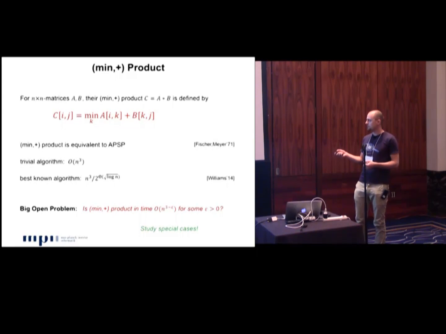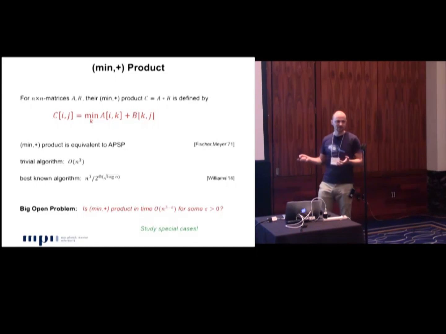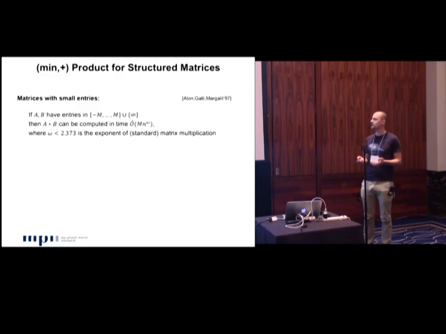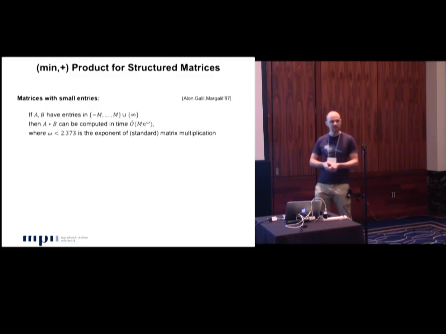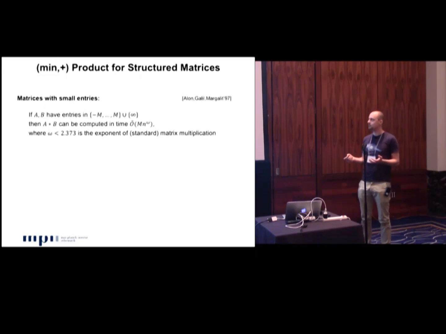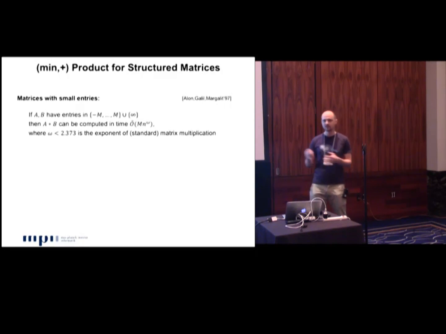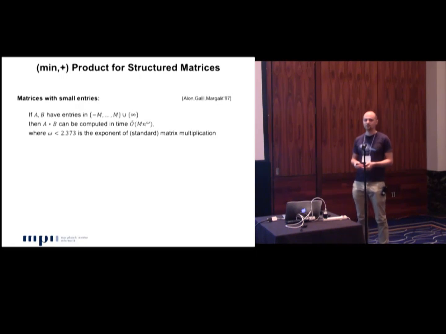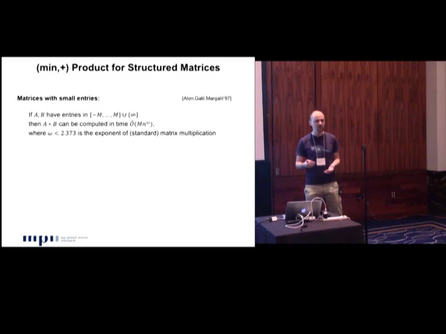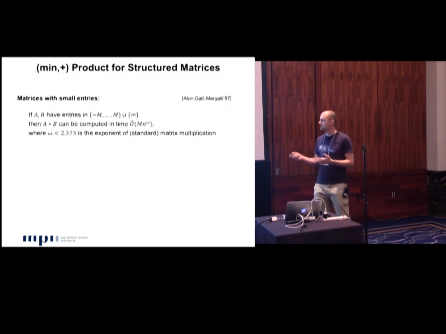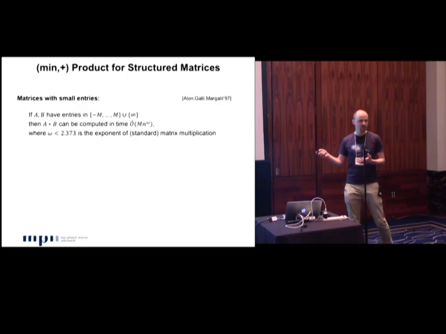Now, because this problem is very hard, people look at special cases of this, at structured matrices. One of the very well-known examples is when both matrices have small entries, small in absolute value. So if both matrices A and B have integer entries between minus M and M, and maybe also some infinity entries, then the min plus product can be computed in M times n to the omega, where omega is the exponent of standard matrix multiplication. So we know that this is a number less than 3. And this is a very useful tool used in many algorithms, and also we will use this tool.